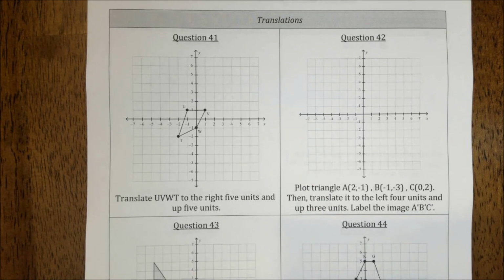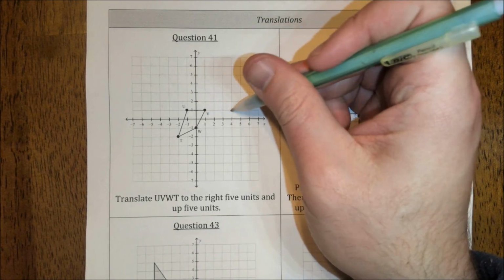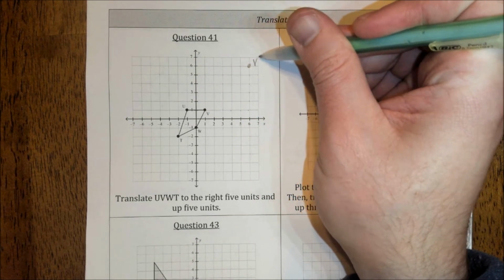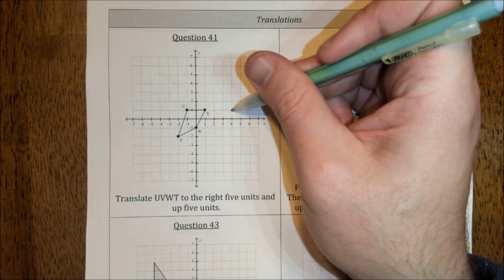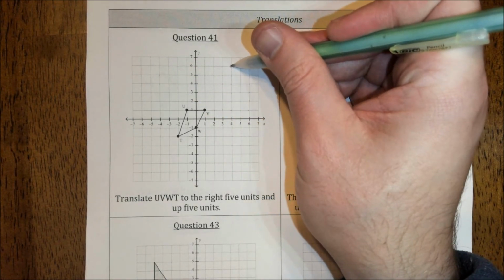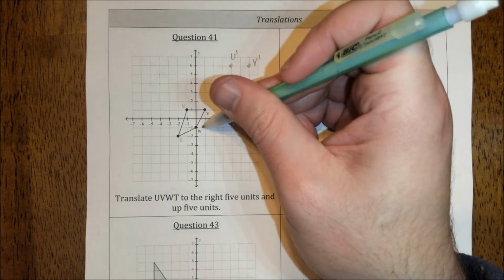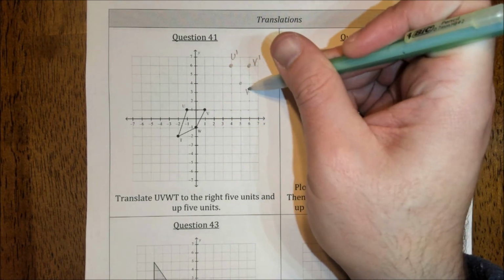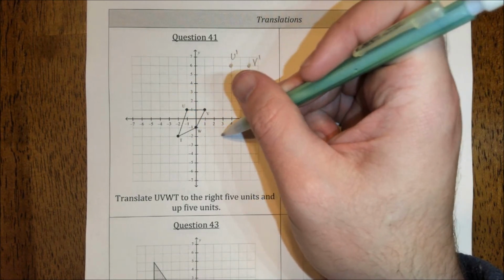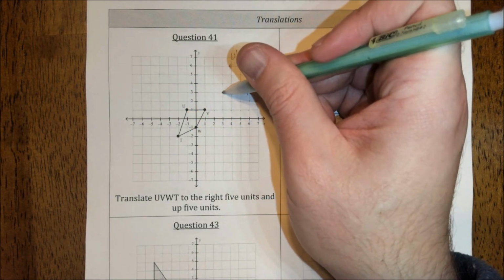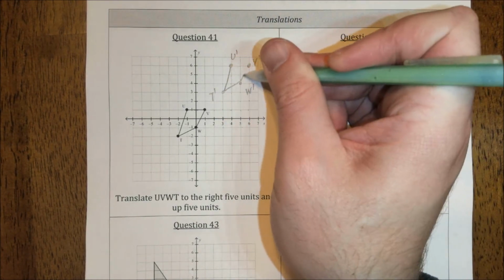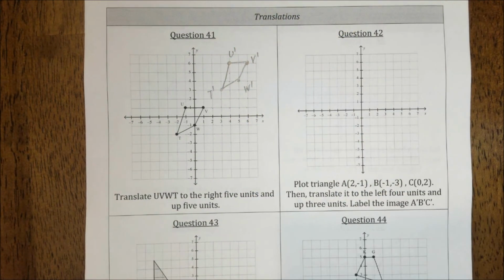Question 41 wants us to translate to the right 5 and up 5. 1, 2, 3, 4, 5. B prime. U prime. Connect them in the same order with a ruler, please, and you get the same shape, just moved over.